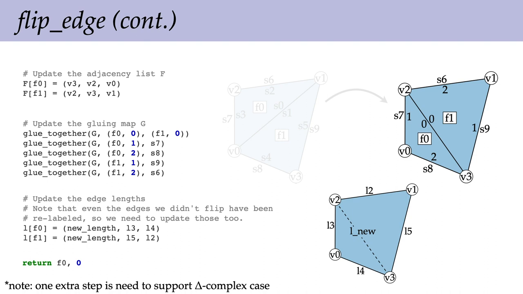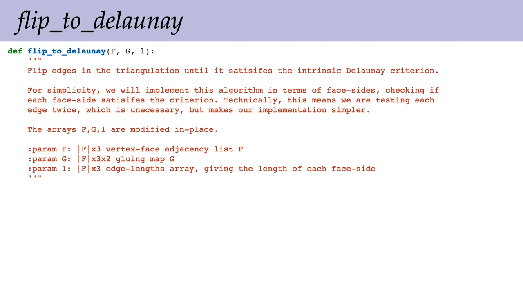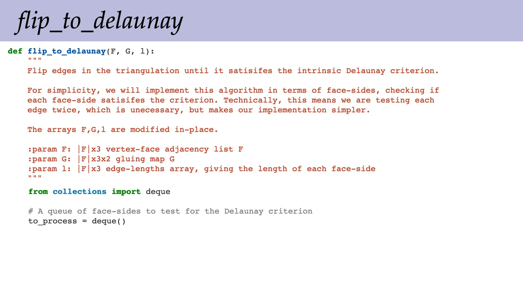So now that we have an edge flip subroutine, we can use it to flip edges in our triangulation until it satisfies the intrinsic Delaunay criterion. So we'll implement this by checking each edge, or really each face side, because we like to use face sides to encode edges. If it's not Delaunay yet, then we flip it and we enqueue all of its neighbors for further consideration. So throughout this algorithm, we'll maintain a queue of all of the edges that might not be Delaunay that we need to check.